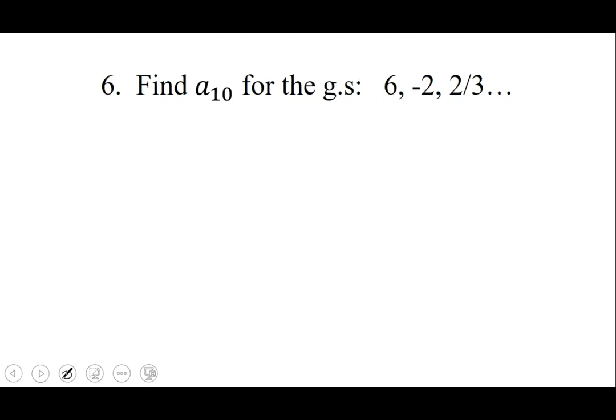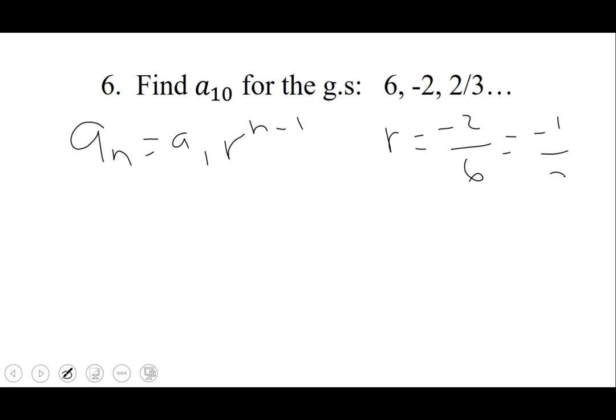Number 6 is a similar question, so feel free to pause, try it on your own, and then verify that you do in fact get the correct answer. Keeping our formula in mind, you know what the first term is, but you have to find the common ratio. If you know it's geometric, obviously choose the easiest pair, which certainly does not involve the fraction. So -2 divided by 6 is going to give you a common ratio of -1/3. Make sure that you don't lose that negative.